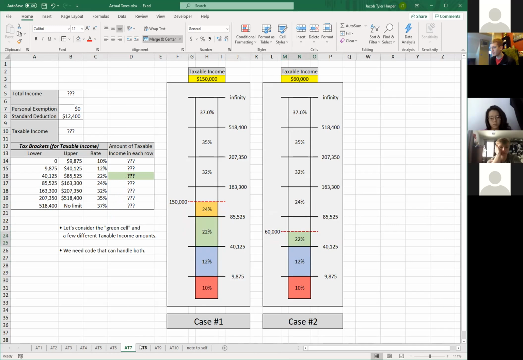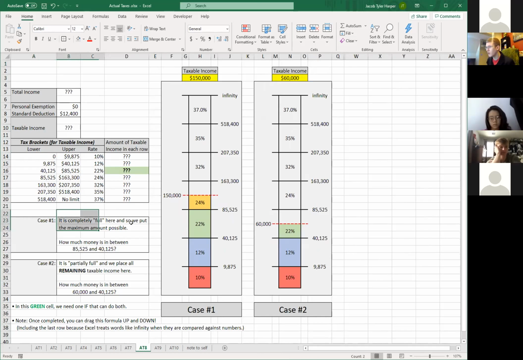So let's break it down a little bit further. What do I mean by completely full in this first case? Well, that is when we take every single dollar between these two guys, right? So we subtract them just like we did before, and that's what would go there. On the other hand, what's the math involved when we're only partially full? Well, that's all the dollars between the 60,000 and the lower bound, how much it overflows, right? So that's our second case.